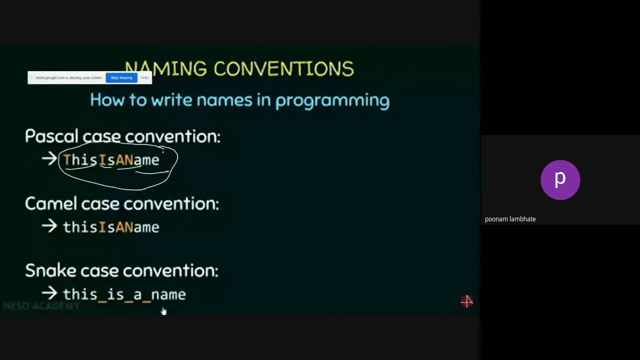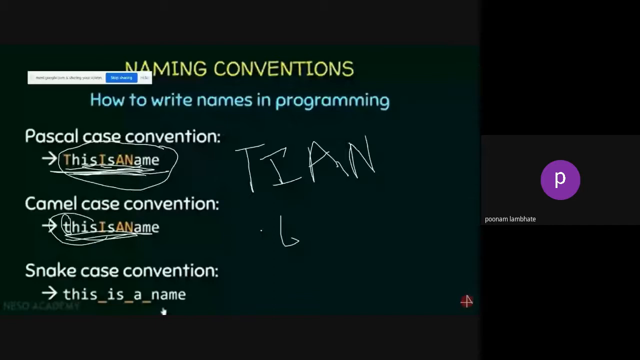So the first letters of these words are capitalized. For example, this has a capital T, is has a capital I, A is a single letter, so it is capital, and capital N. Rest all are lowercase. The next example is camel case, which means the first letter is small. You have four words, this is the name, but the first word starts with small t, and further you follow Pascal, that is capital I, capital A, capital N. This is just additional knowledge. It is not compulsory to remember.